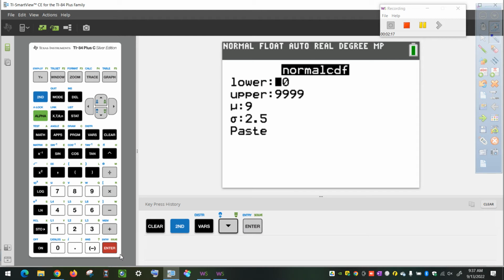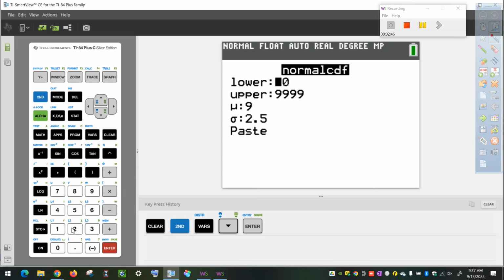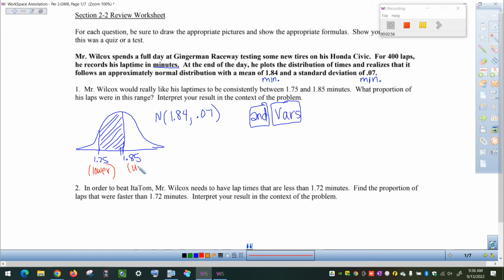If you have a TI-83, your screen is not going to look exactly like this. So hang with me. I will speak to you here in just a moment. However, if your TI-84 here looks like mine, we are going to adjust these values to match our picture. So when it says lower, that is the leftmost side of our picture. So we are going to fill in 1.75. When it says upper, that's going to be the rightmost side of our picture, or the shaded region, I should say, that's going to be 1.85.